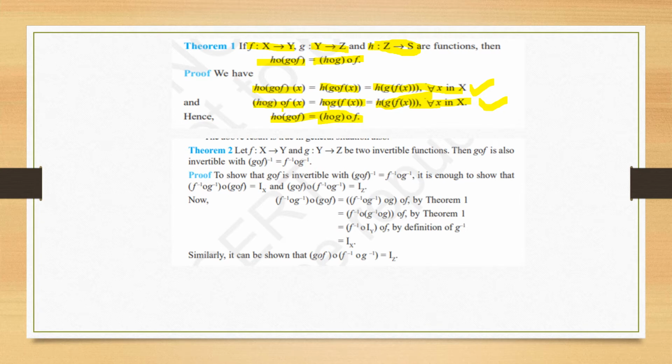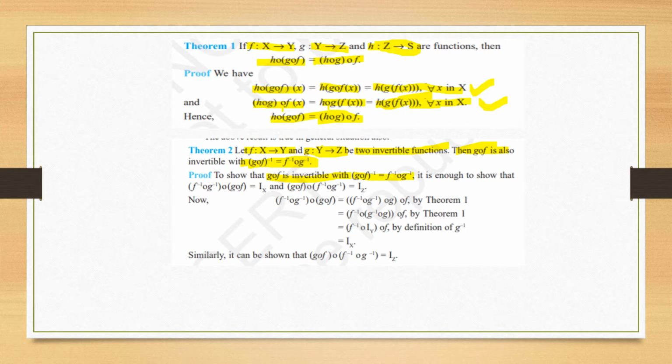Theorem number 2 says that f is a mapping from X to Y, and g is a mapping from Y to Z, both invertible functions. Then g∘f is also invertible, with (g∘f) whole inverse equal to f inverse ∘ g inverse. You can remember this result as we have done in matrices also: (AB) whole inverse equals B inverse A inverse.